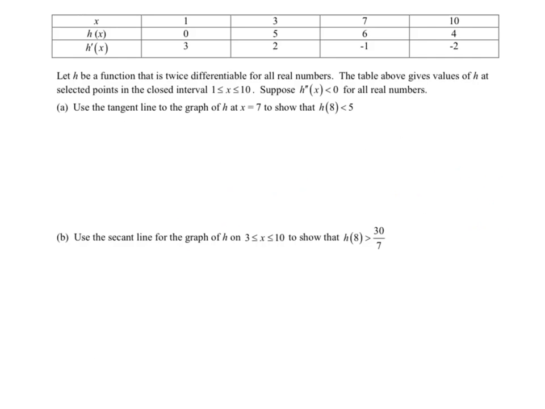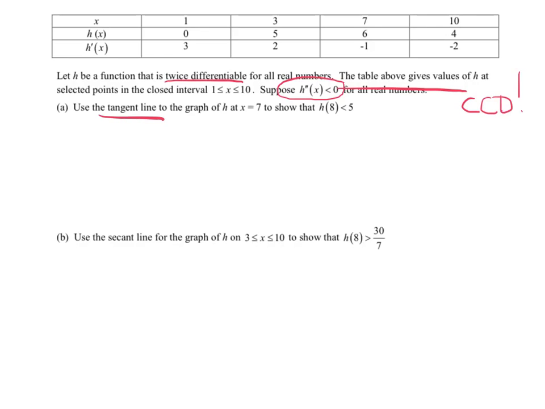Alright, so let's look at a tabular piece. Let h be the function that is twice differentiable, so again you can take the derivative twice. The table gives all values of h at selected points 1 through 10, and h double prime is less than 0. So what are they implying there? Well, second derivative less than 0, concave down.